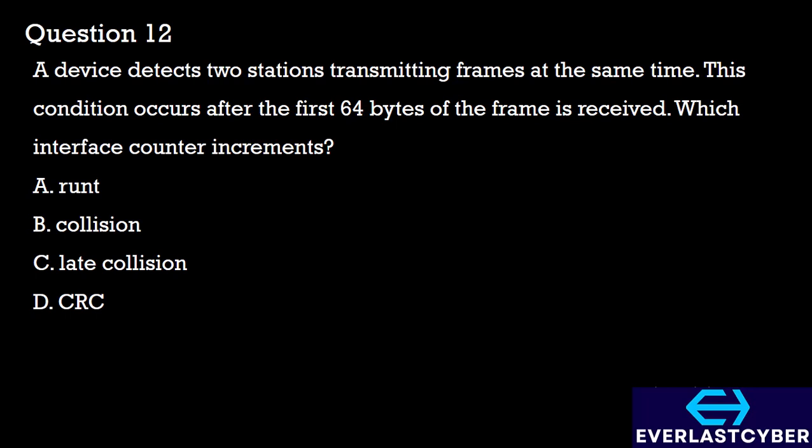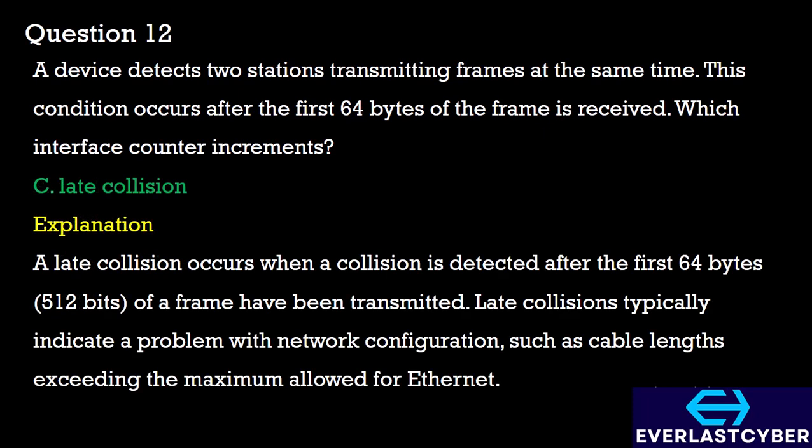A late collision occurs when a collision is detected after the first 64 bytes of a frame have been transmitted. So this is outside the normal collision window, which should happen within the first 64 bytes of transmission in an Ethernet network. In option D, the CRC or cyclic redundancy check counter increments when a frame has a corrupted checksum. This would indicate a transmission error, but it does not relate to collisions. So our answer here is option C. Late collisions indicate that there is a problem within the network configuration, maybe like the cable length exceeding the maximum allowed for Ethernet.